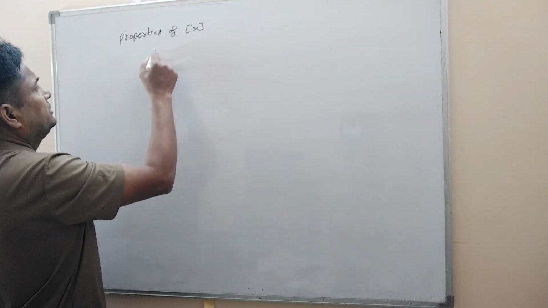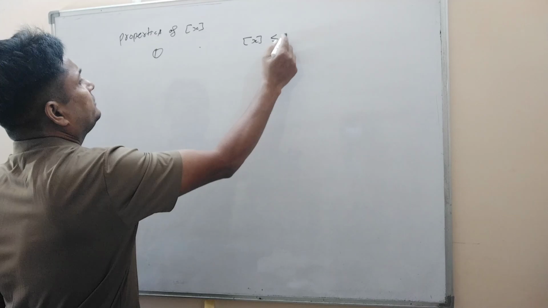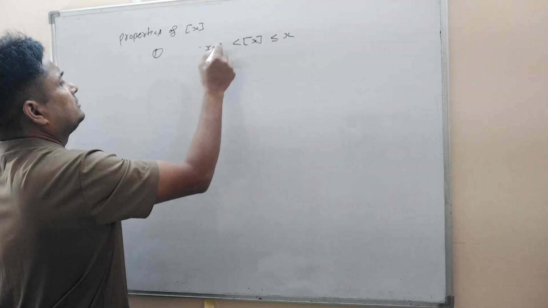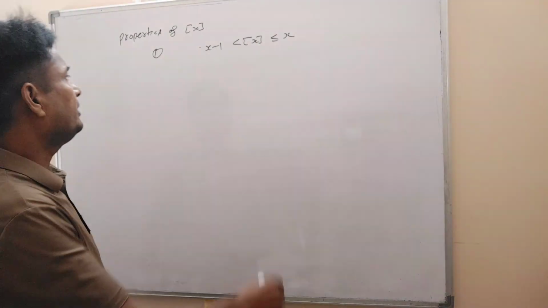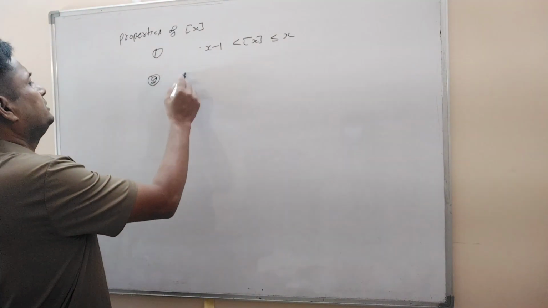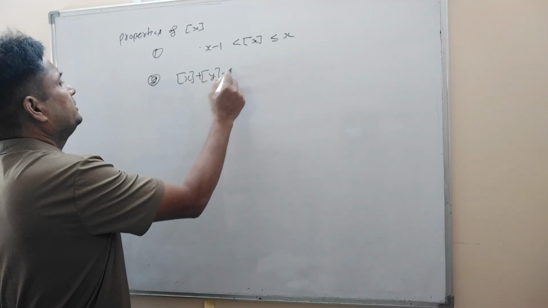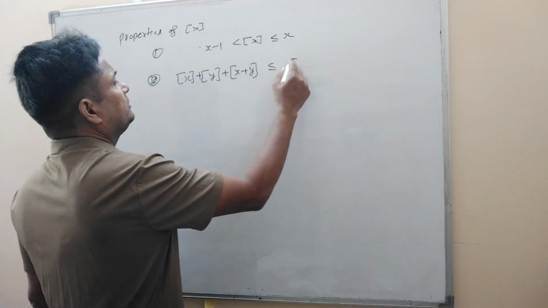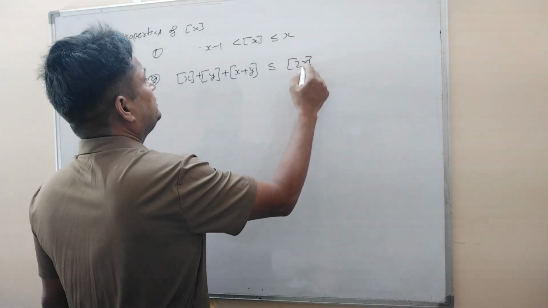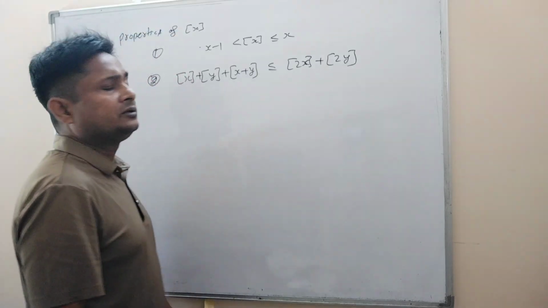The greatest integer of x always lies between x minus 1 and x. Second, greatest integer of x plus greatest integer of y plus greatest integer of x plus y will always be less than or equal to greatest integer of 2x plus greatest integer of 2y.